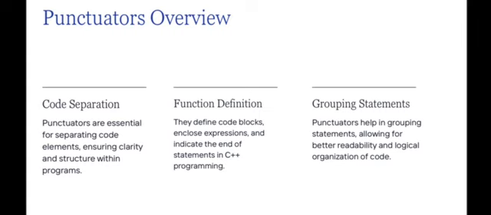Parentheses are used when we call a function or define its parameters. Semicolons mark the end of a statement. Even the comma has meaning. It separates variables or parameters in a list. Without punctuators, a C++ program would be one long, confusing line of text. So they play a huge role in maintaining clarity, organization, and readability of code.